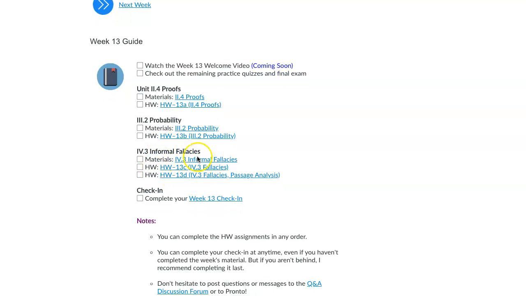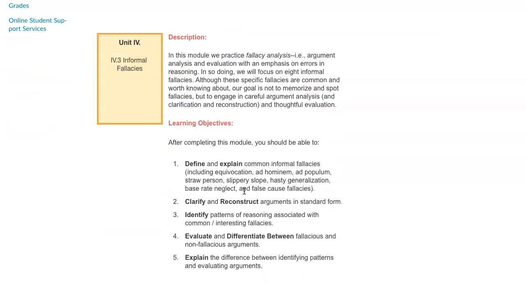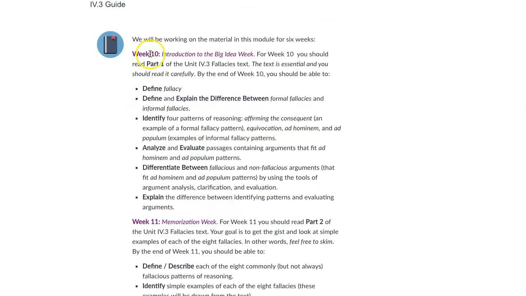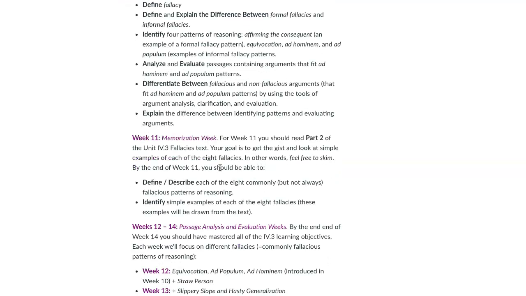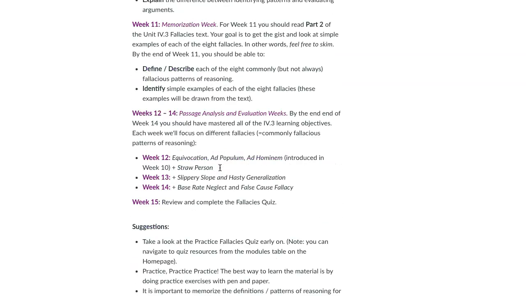Let's start with Informal Fallacies. I'm going to click on the materials. This is the same module we have been working on for a number of weeks now. So be sure to look at the week-by-week guide. We started with the big idea, then we focused on just memorizing the definitions of the 8 fallacies we're looking at and being able to identify simple examples of each one.